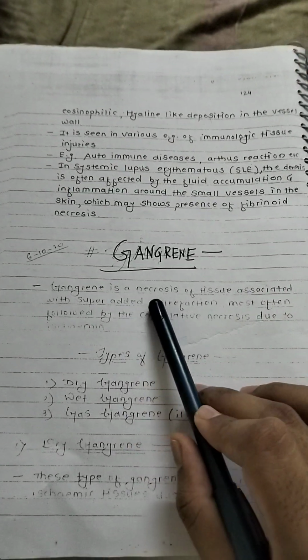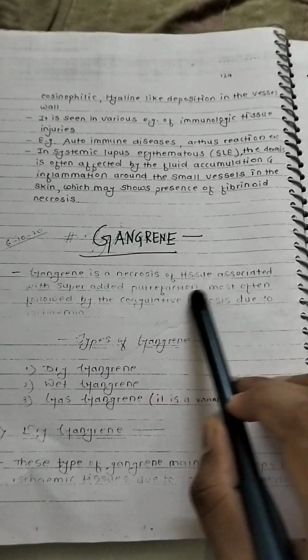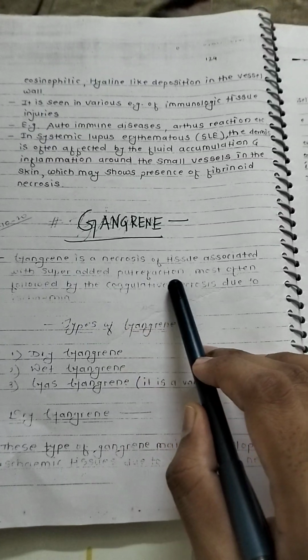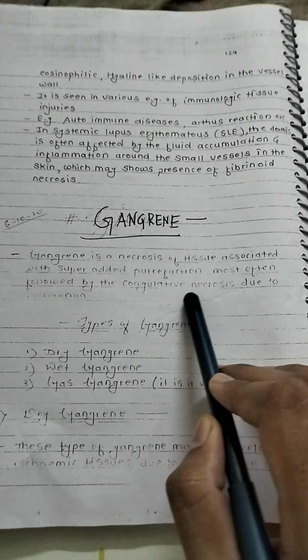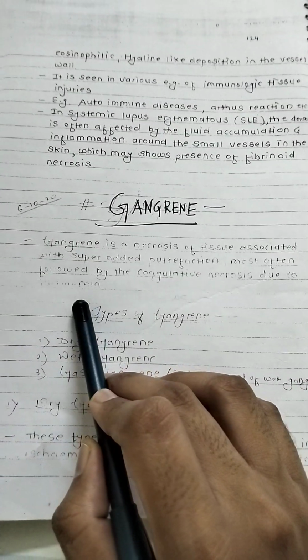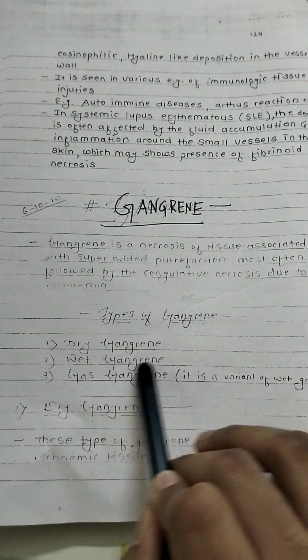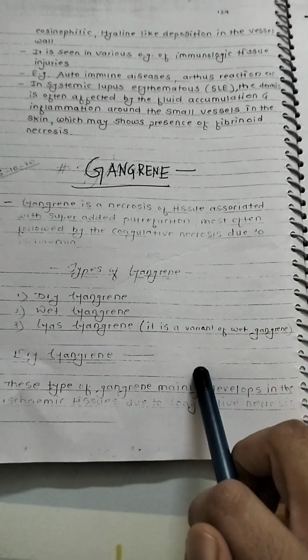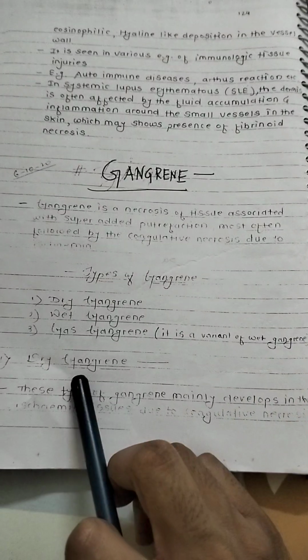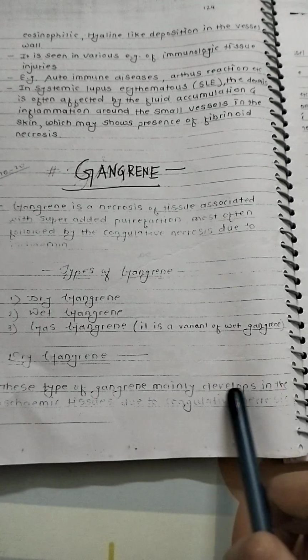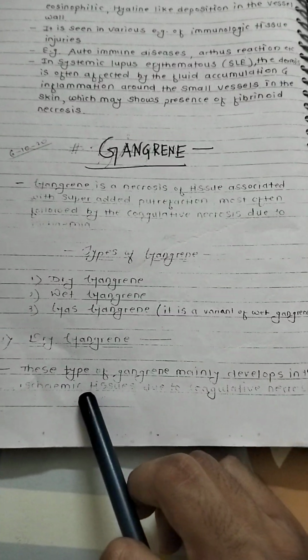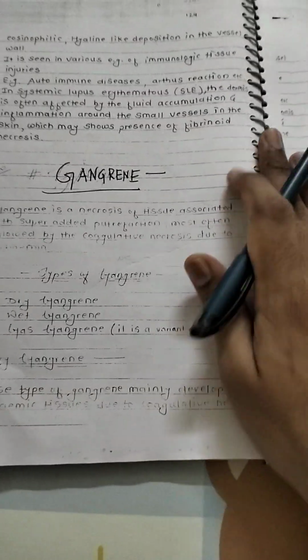Gangrene is a necrosis of tissue associated with superadded putrefaction, most often followed by coagulative necrosis. Types of gangrene: dry gangrene, wet gangrene, gas gangrene. Dry gangrene is a variant of coagulative necrosis. This type of gangrene mainly develops in ischemic tissue with coagulative necrosis.